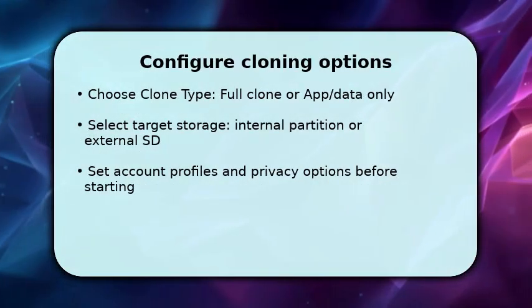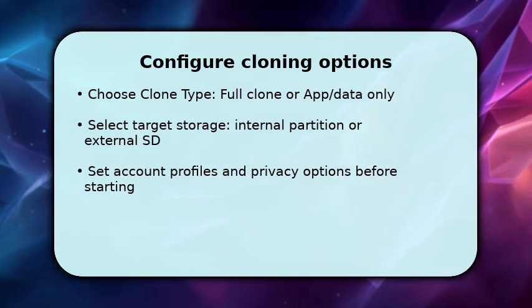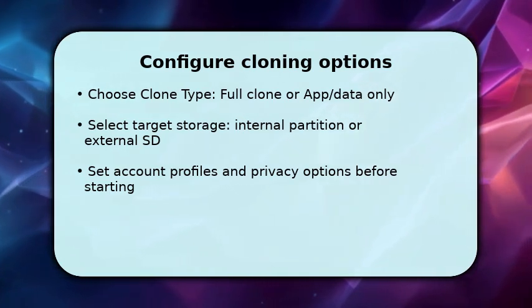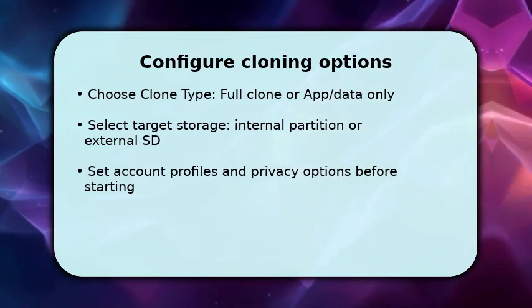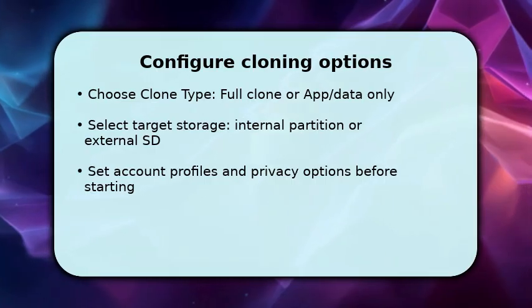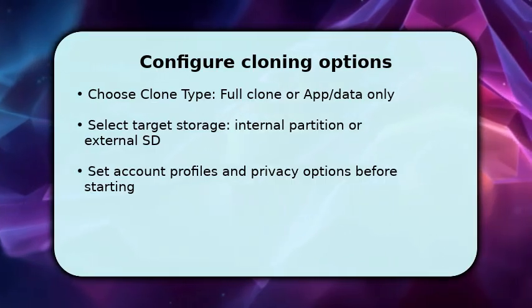Now configure the cloning options carefully. Choose whether you need a full clone versus app and data only. A full clone duplicates system settings and apps, which takes longer. Then select Target Storage, use Internal Partition for performance, SD for space.